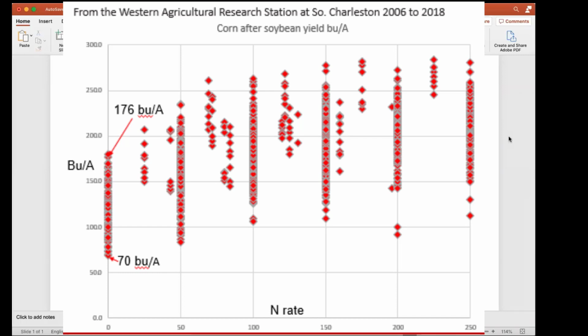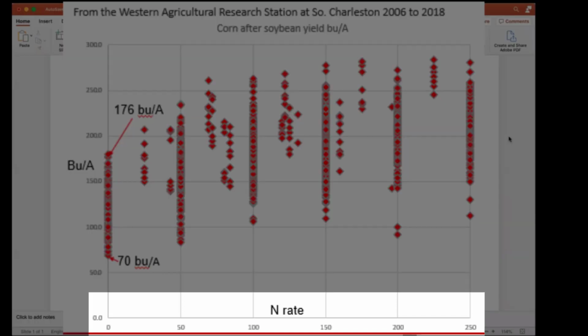So this is my corn after soybean chart, and that's why it starts in 2006. My first trial in 2005 was actually corn after corn, and I do have corn after corn trials since then as well. But anyway, so 1,800 data points, and across the bottom you see I've got 0, 50, 100, 150, 200, and 250 pounds of nitrogen. So I cover the gamut, you know, the top to the bottom of that.